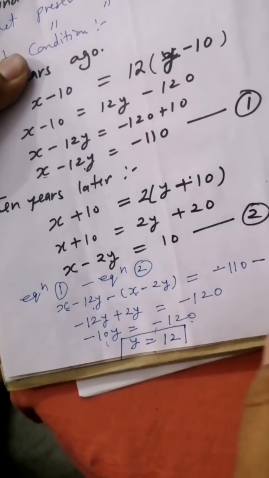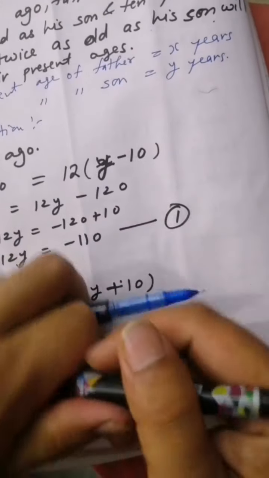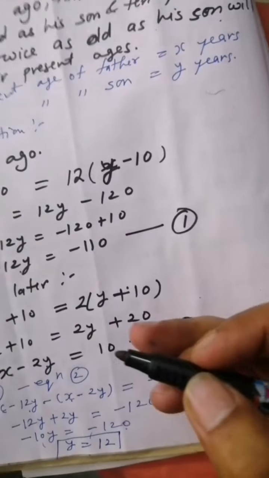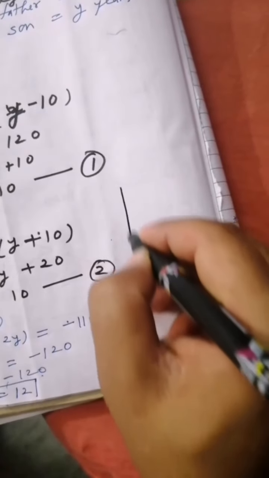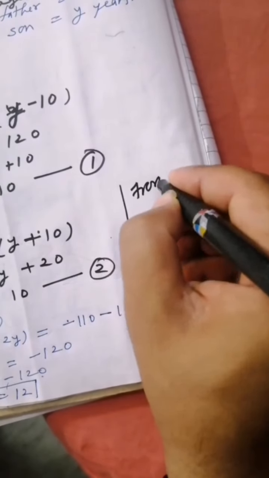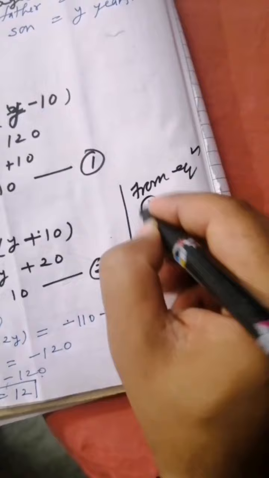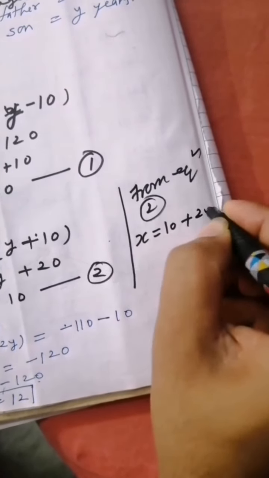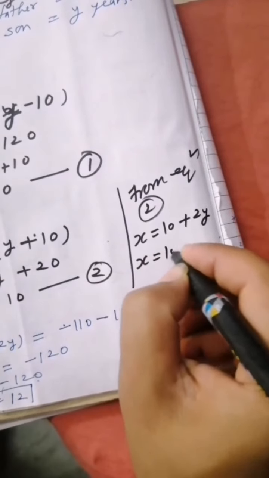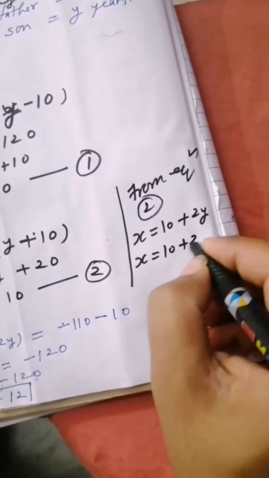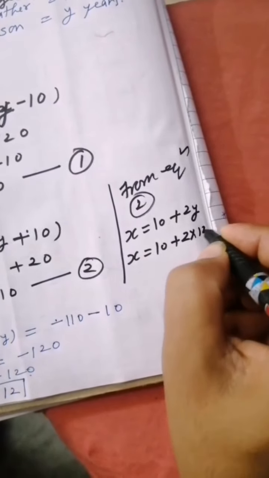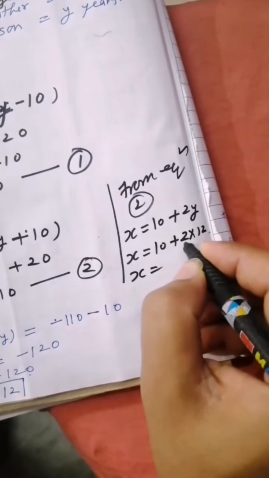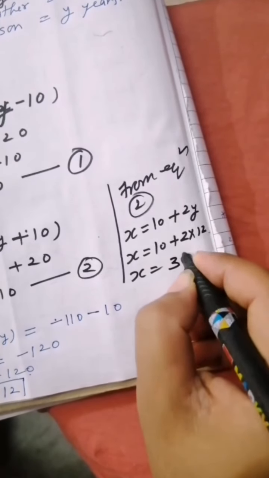But here we have to find the value of both x and y. So now, from equation 1 or 2, it's your choice. I am taking equation 2, as it will be simple. From equation 2, x equals 10 plus 2y. It means x equals 10 plus 2 multiplied by y, 12. So x equals 24 plus 10, which is 34.